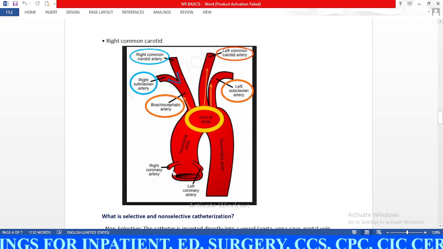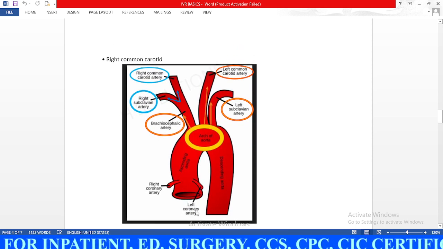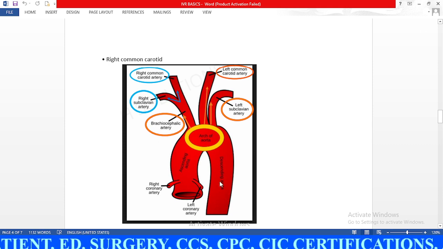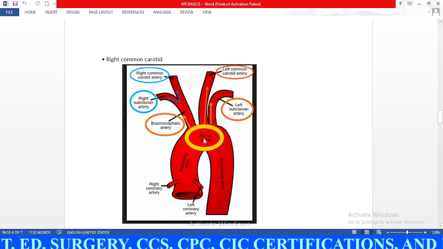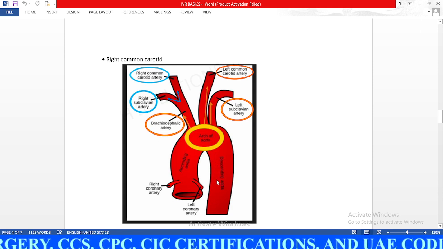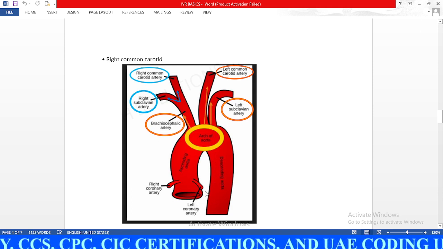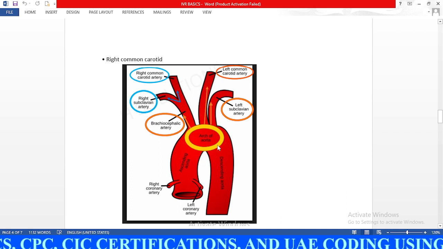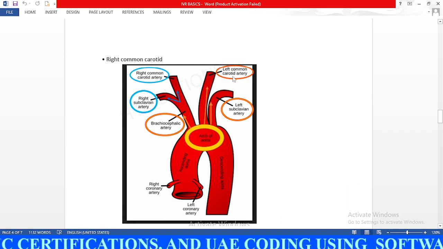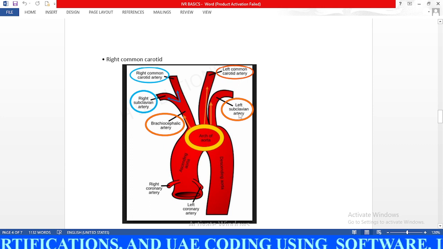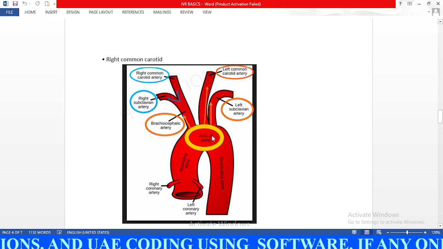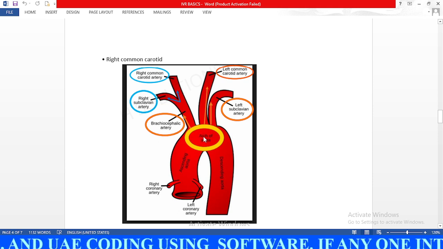For example, if you see the illustration here, this is the left coronary artery and right coronary artery. This is the thoracic aorta. Here this is the arch of the aorta; you can call it thoracic aorta also. So here first order includes the brachiocephalic artery, left common carotid artery, and left subclavian artery. So these all are first order vessels, and they come out from the aorta.